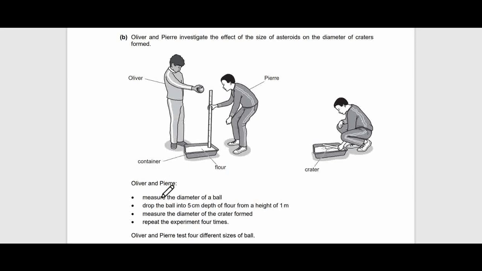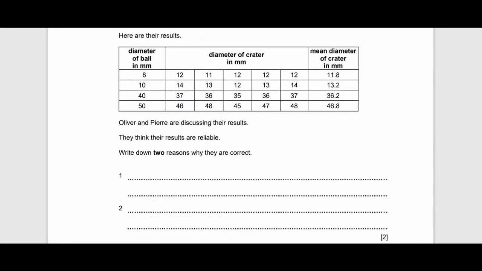Oliver and Pierre measured the diameter of a ball, dropped the ball into 5 cm depth of flour from a height of 1 meter, measured the diameter of the crater formed, and repeated the experiment 4 times. Oliver and Pierre test 4 different sizes of ball. Here are their results: diameter of ball in millimeter, diameter of crater, mean diameter of crater in millimeter.